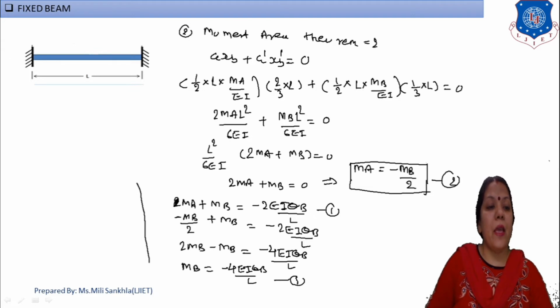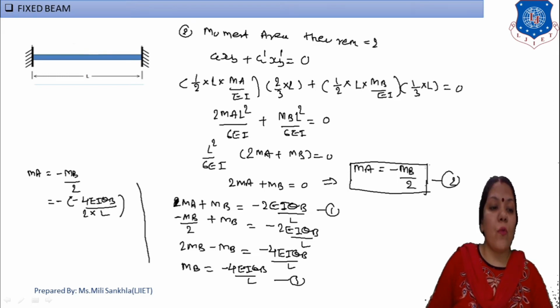So right here, write down MA is equal to minus MB by 2. Now MB minus, and the value of this MB we found is 4EI theta B by L, and divided by 2 also. Now minus minus is equal to plus, so my answer of this MA is equal to 2EI theta B by L.